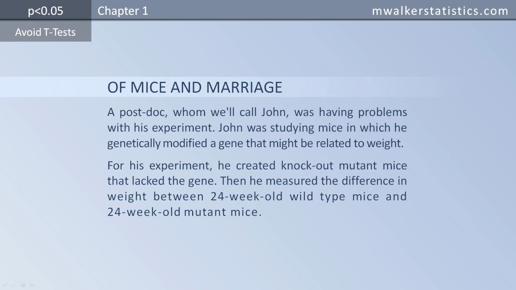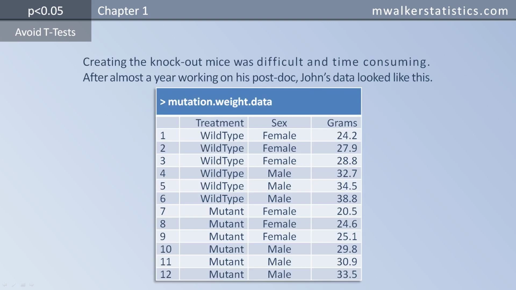A postdoc, whom we'll call John, was having problems with his experiment. John was studying mice in which he genetically modified a gene that might be related to weight. For his experiment, he created knockout mutant mice that lacked the gene. Then he measured the difference in weight between 24-week-old wild-type mice and 24-week-old mutant mice. Creating the knockout mice was difficult and time-consuming.